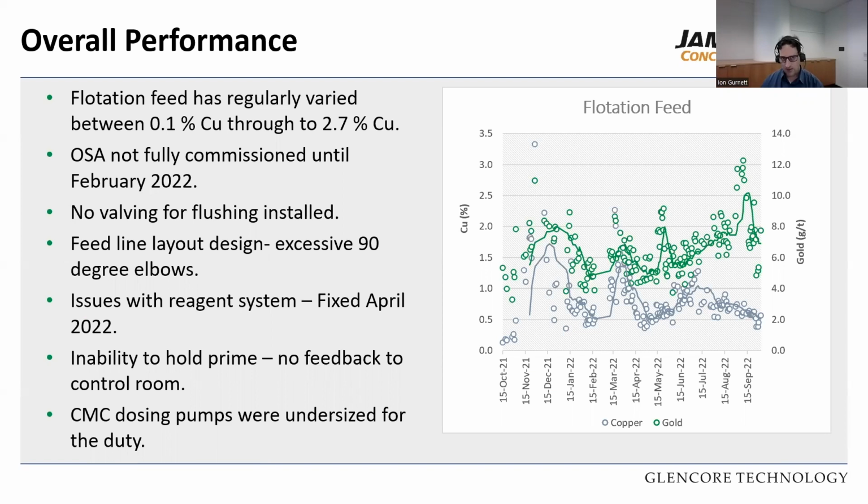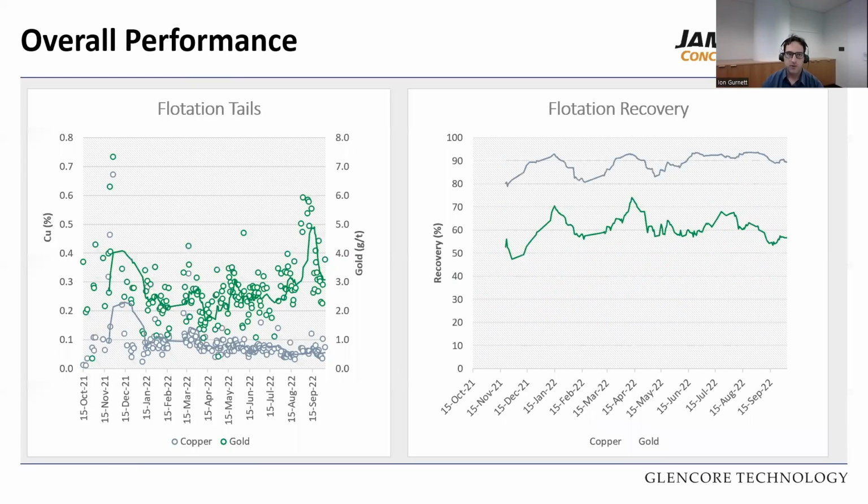They also found that there was an issue with the reagent system. Effectively, the DFRs were taken offline for a period of time. The circuit was not getting the talc rejection as it was designed to do, and therefore additional CMC dosing was required. Since you're adding so much more than you originally expected, we found that the dosing pumps had an inability to hold prime, and there was no feedback to the control room, and that they were undersized for the duty for that much reagent that they were adding. These obviously have impacts on grades and can cause some deviation, but it explains some of the performance of late.